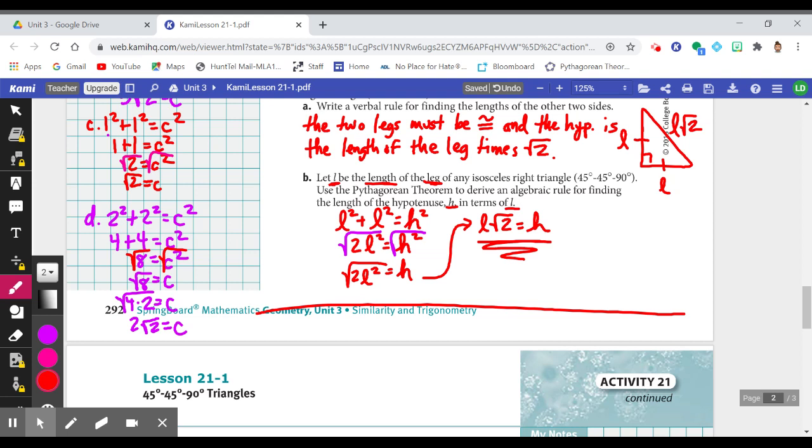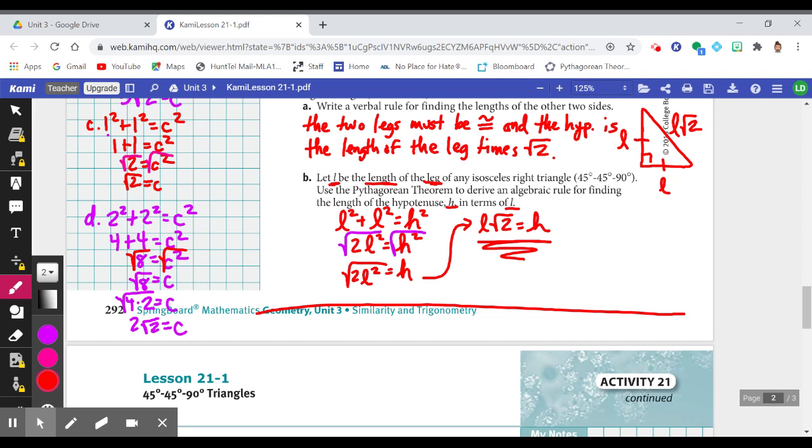So if the two legs are in fact congruent, we'll use L for both a and b in the Pythagorean theorem, and we'll use H for the hypotenuse. So we'll do L squared plus L squared, and notice it's the same pattern we were doing in the table to find the length of our hypotenuse. We can combine these two because they are like terms. Remember, if it's the same variable raised to the same power, you can add them together. And so 1L squared plus 1L squared is in fact 2L squared.